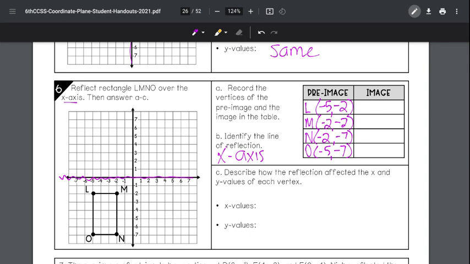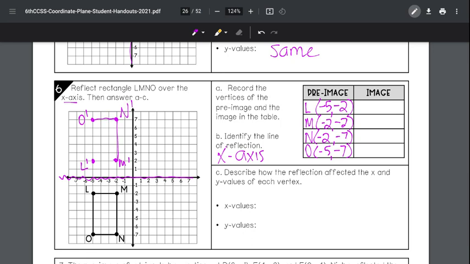Okay, so now it says we have to flip it over the x-axis. What I told you was our x values will stay the same, but our y values will change. So M is 2 units down. Well, now M's going to be 2 units up, M prime. L is 2 units down, so now L is going to be 2 units up, L prime. O is 7 units down, so now O is going to be 7 units up for O prime. And N was 7 units down, so it's going to be 7 units up for N prime.